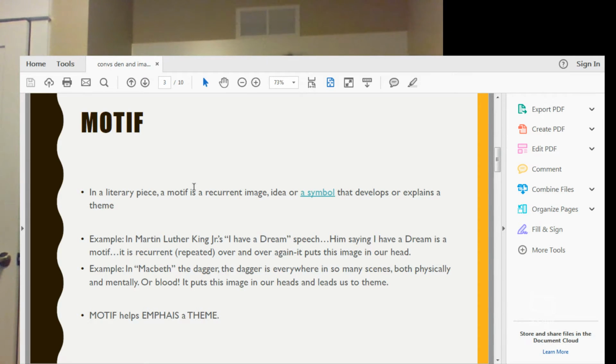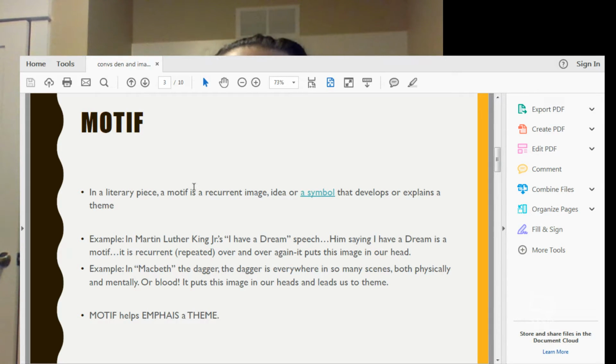It's recurrent, or repeated over and over again. It puts this image in our head so we know exactly what he wants to say. And every time he says, I have a dream, we understand that that's important and that we should listen, right? So that is motif. I have a dream is not a theme.